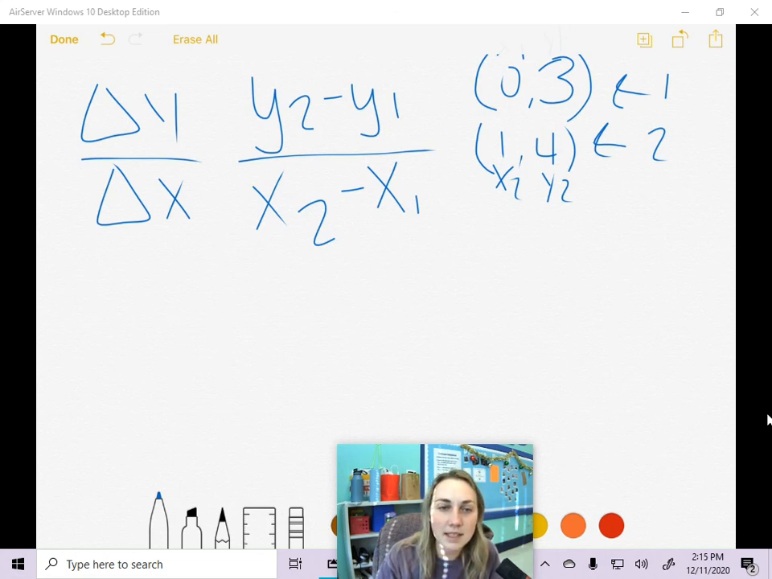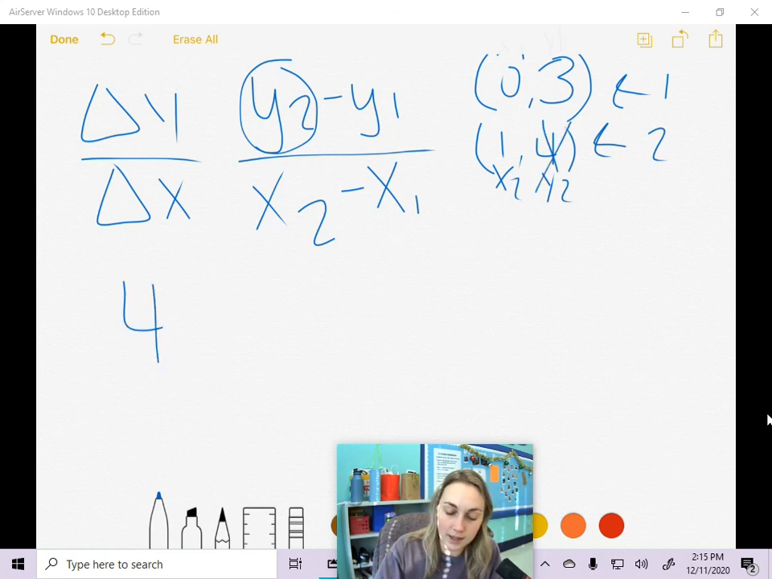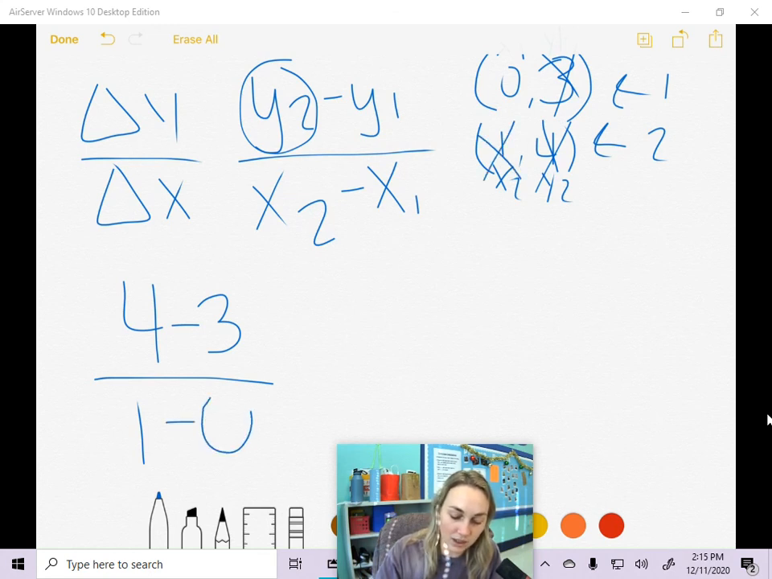So let's go ahead and put these in the slope formula. What I need first is y2. y2 is going to be 4. So I'll mark that out. We're going to subtract that by y1, which is 3. So I'll mark that out. We're going to put that over x2, which is 1. Mark that out. And we're going to subtract that by x1, which is 0. Once you have them in here, we can go ahead and solve. 4 minus 3 is 1. 1 minus 0 is 1. So our slope is going to be 1.